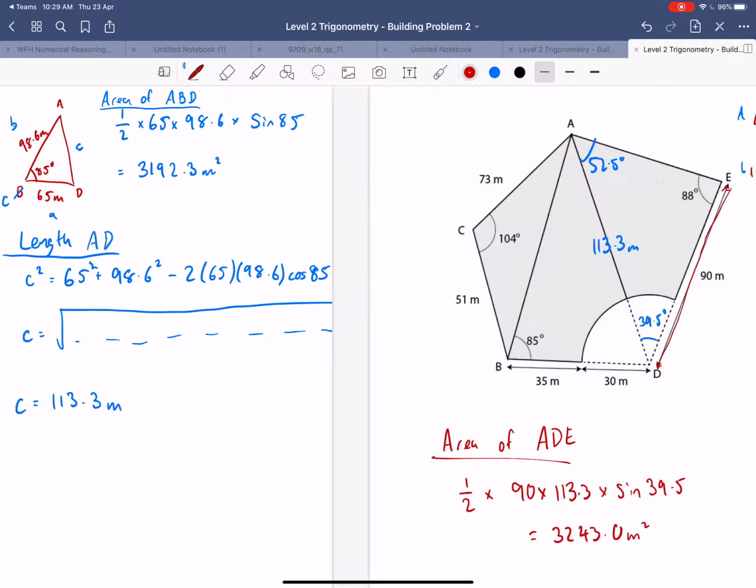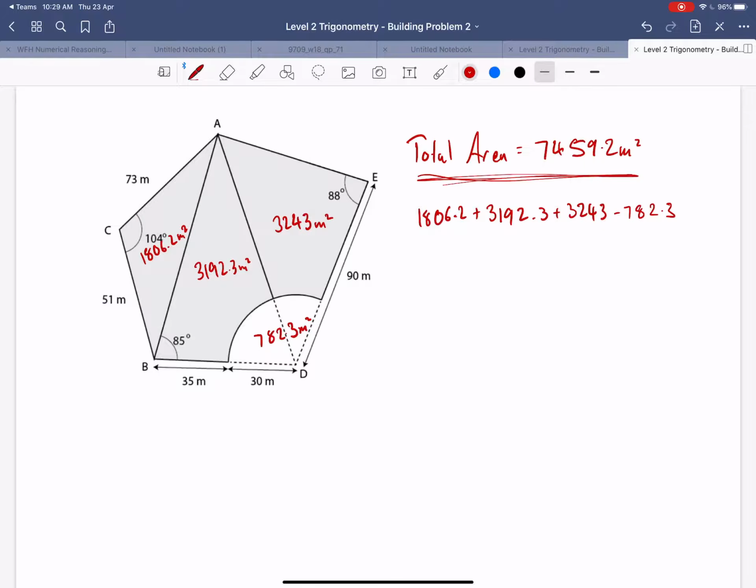So let's have a look at changing the area by 200 meters squared. If I want to increase the area of this shape by 200 by changing the area of the sector, because I'm taking the sector away, what I actually need to do is decrease the area of the sector, because I need to decrease what I'm taking away to increase the area that I have. So I want to decrease the area of the sector to 582.3 meters squared, by changing the radius here.